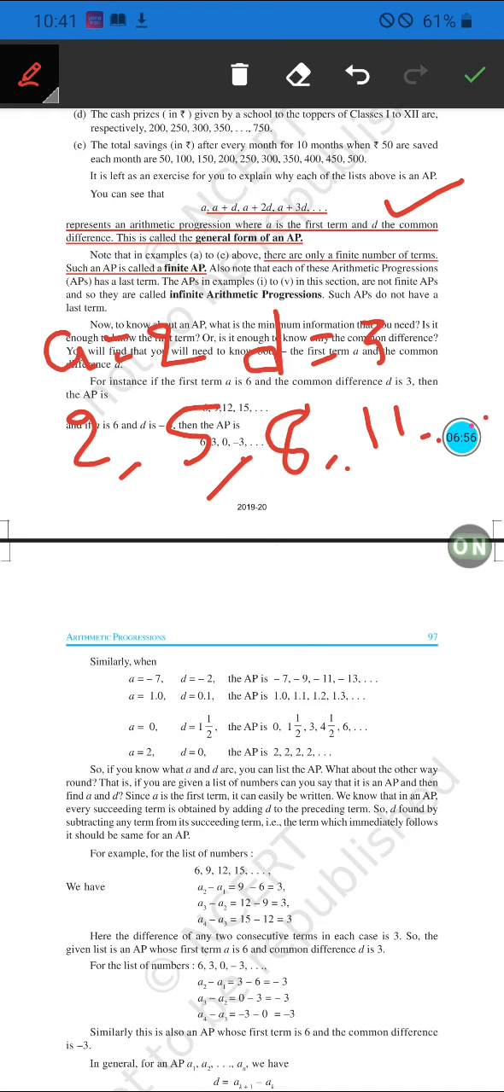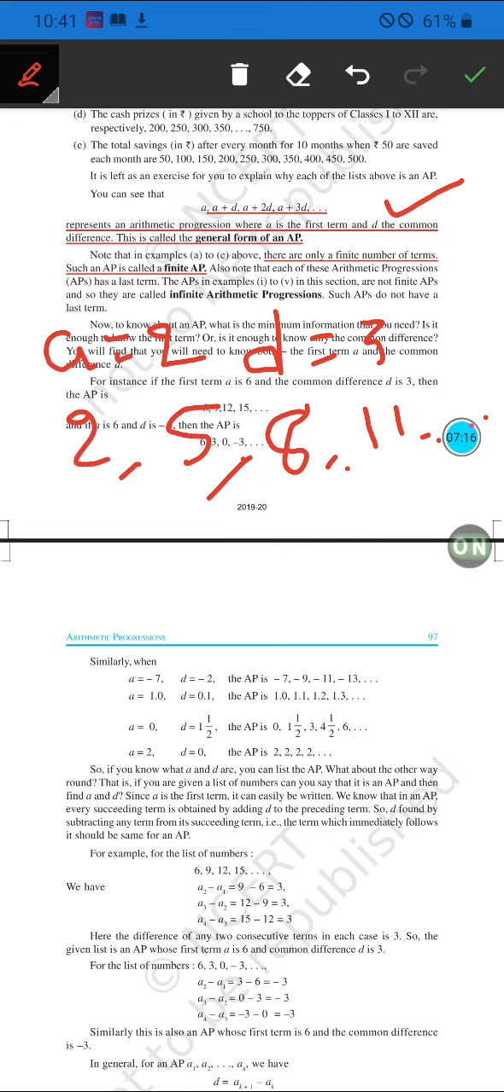We can learn that afterwards, leave it. If there are a finite number of terms, that progression is called a finite arithmetic progression. If a progression has an infinite number of terms, it is called an infinite arithmetic progression.